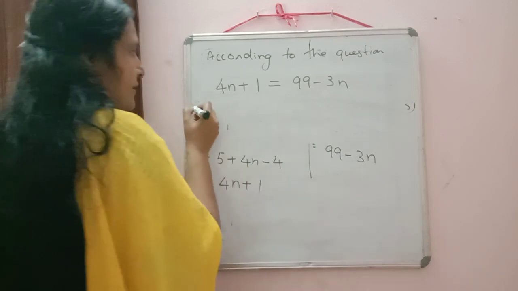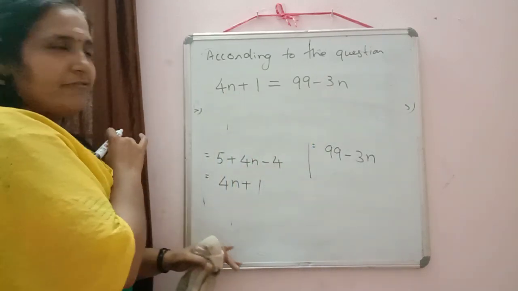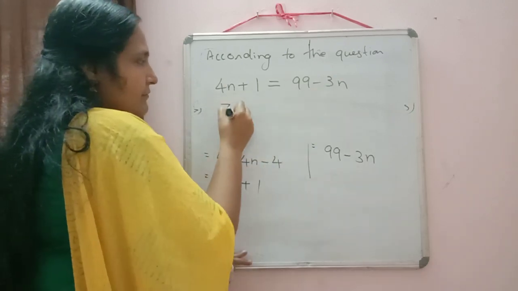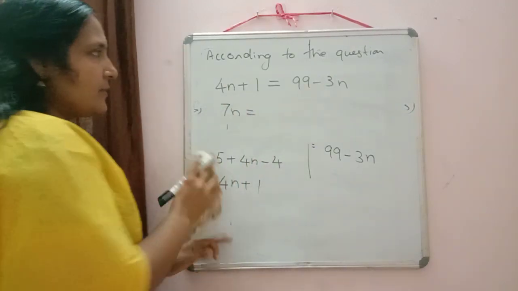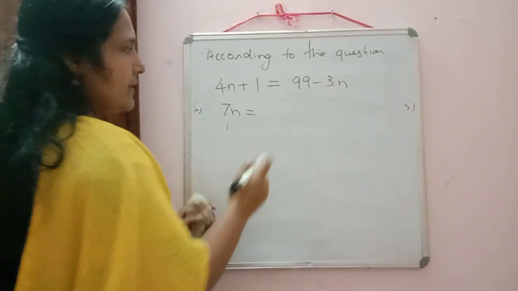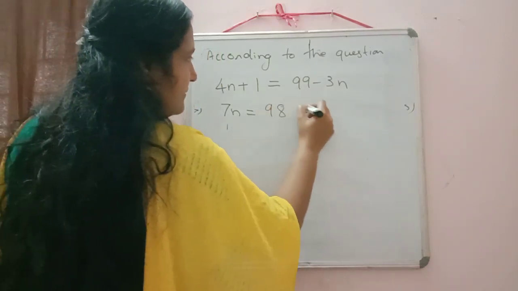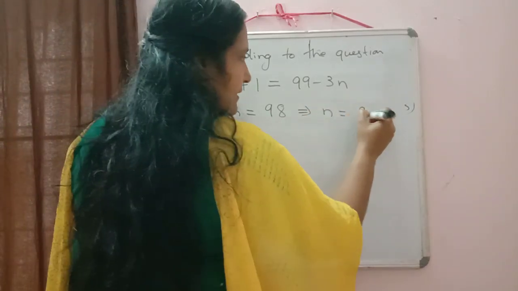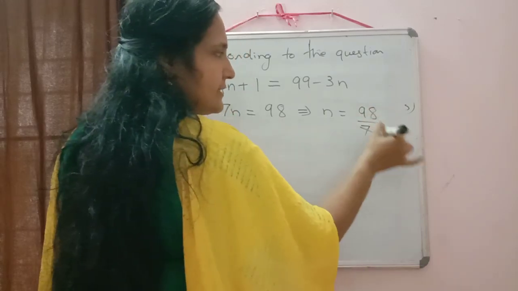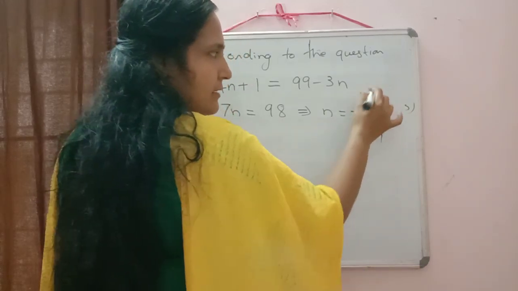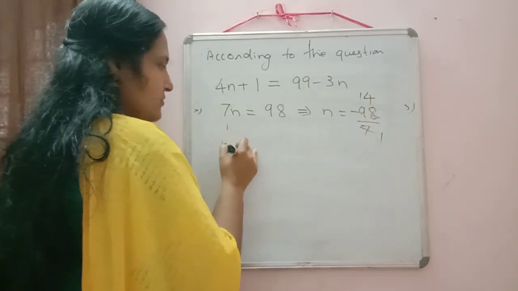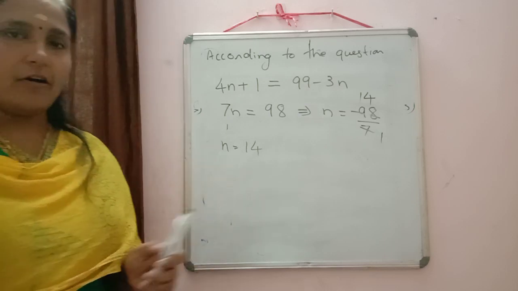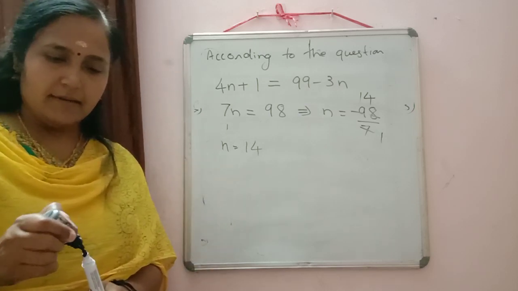4n is equal to 99 minus 3n. Now we'll shift minus 3n to left hand side. Minus 3n will become plus 3n. So 4n plus 3n will be equal to 7n is equal to 99 minus 1 will be equal to 98. So n is equal to 98 by 7. Cancel it by 7. 7 ones are 7. 2 will come. So 7 fours are 28. So we will get n is equal to 14. Which means the 14th term of the two APs are equal.